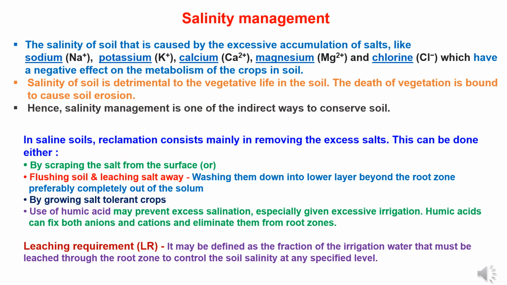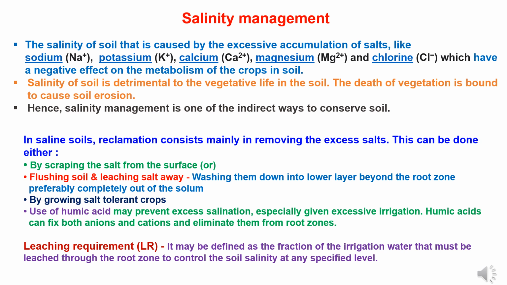Next method is salinity management. The salinity of soil is caused by the excessive accumulation of salts like sodium, potassium, calcium, magnesium and chlorine, which have a negative impact on the metabolism of the crops in soil. Salinity of soil is detrimental to the vegetative life in the soil, and the death of vegetation is bound to cause soil erosion. Hence, salinity management is one of the indirect methods to conserve soil.